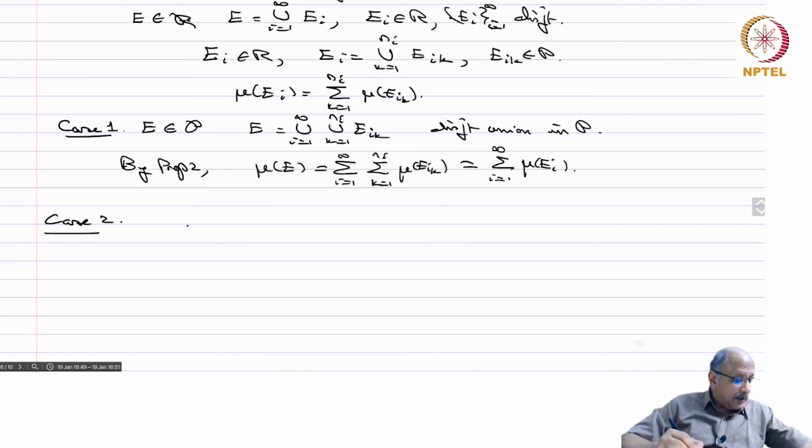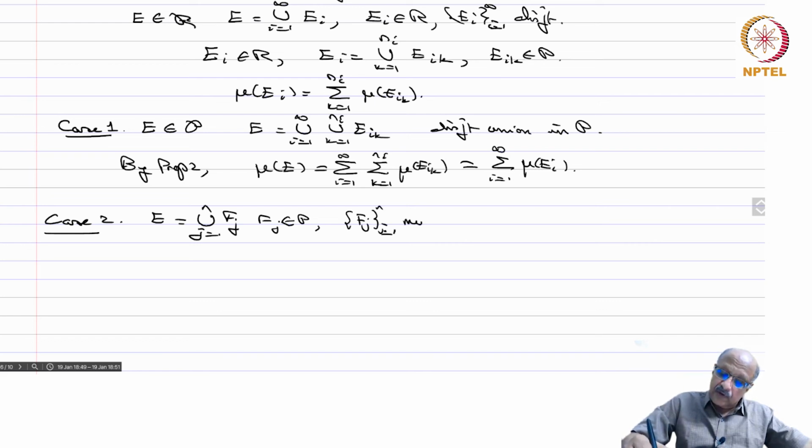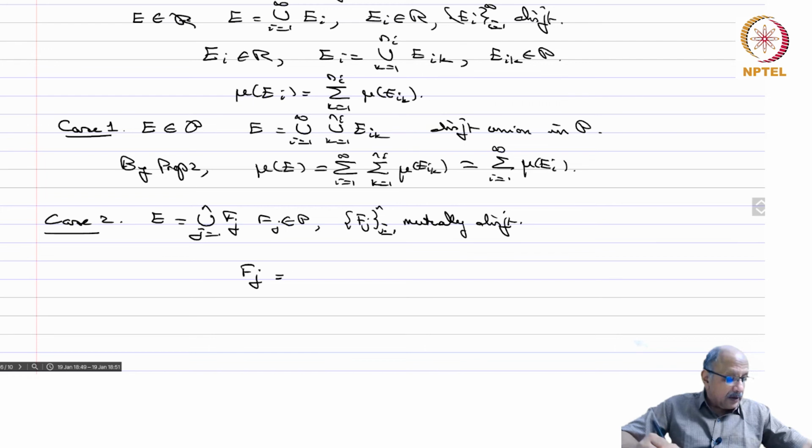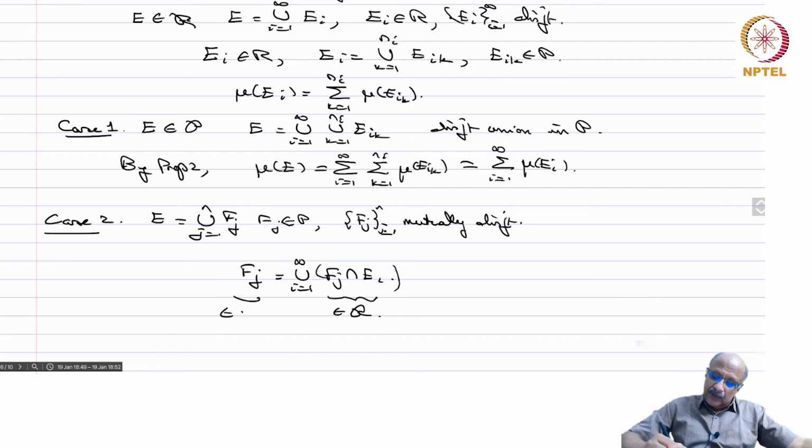Case 2: E equals the union over j equals 1 to n of F_j in P, with the F_j, j equals 1 to n, mutually disjoint. Then F_j equals the union over i equals 1 to infinity of F_j intersection E_i. So each of these belongs to R, and F_j belongs to P. So by case 1 you have mu of F_j equals the sum over i equals 1 to infinity of mu of F_j intersection E_i.